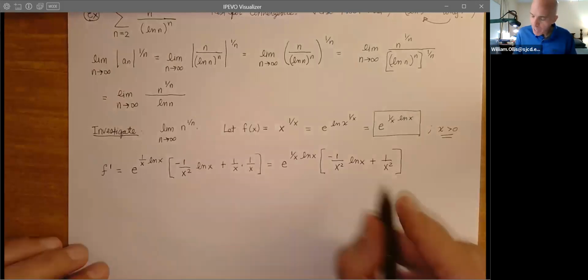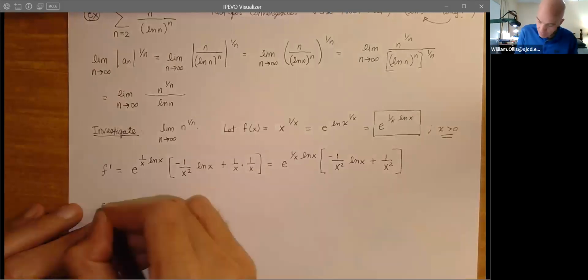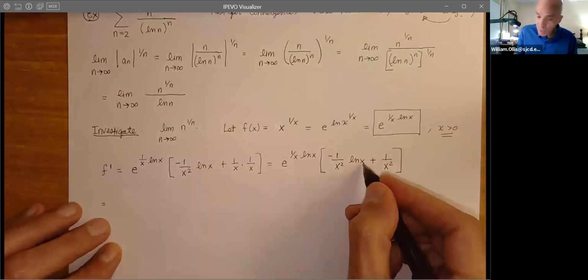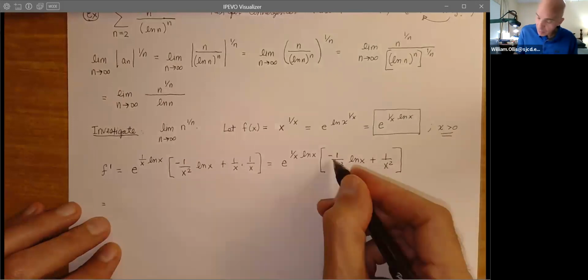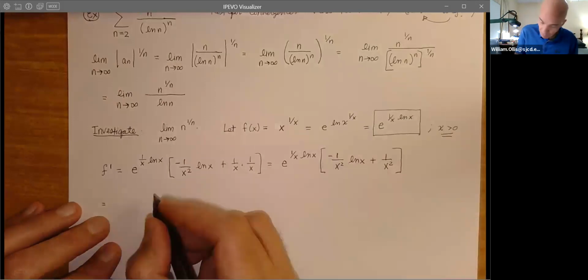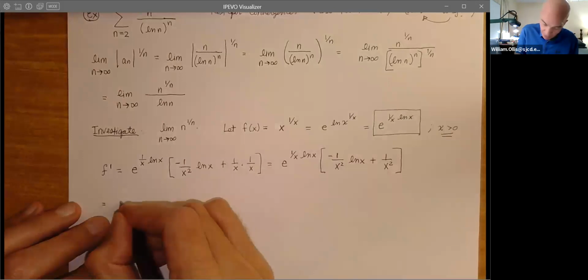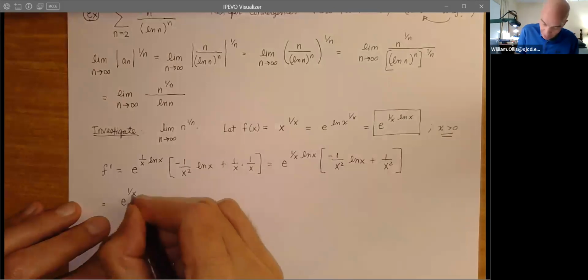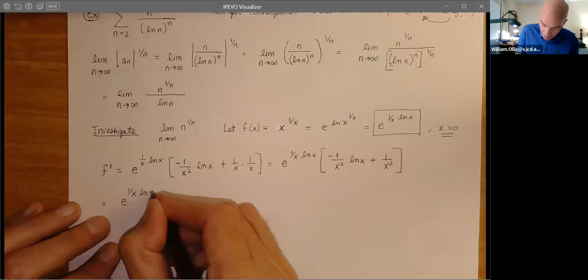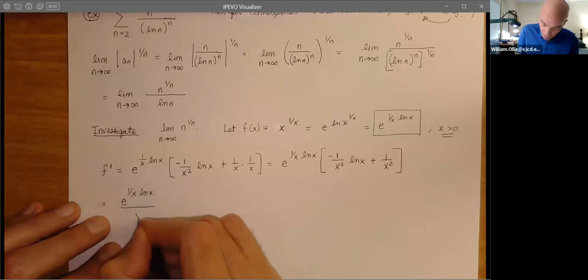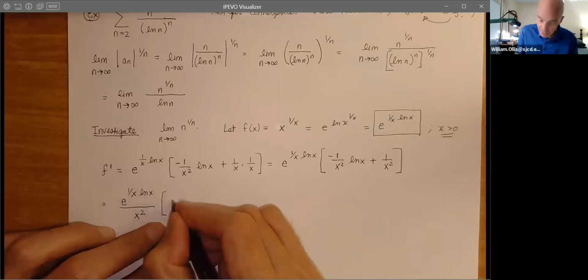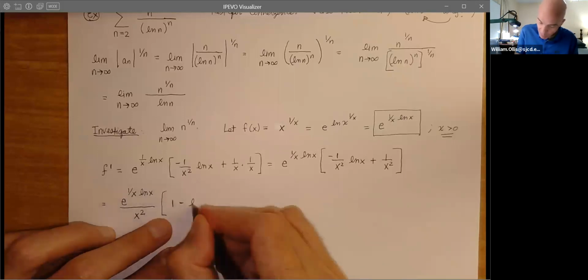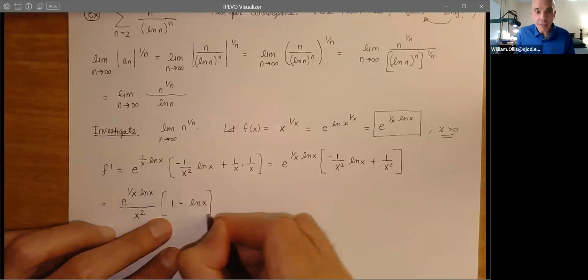So now this factors. If you like, we can leave the negative or take it out, your choice. So let's just take the 1 over x squared out. So we're going to get e to the 1 over x ln x divided by x squared, and this will give us 1 minus ln x. And we've seen this before. That's where I thought about this.